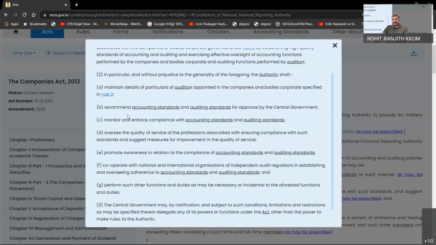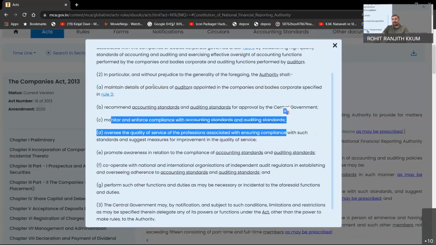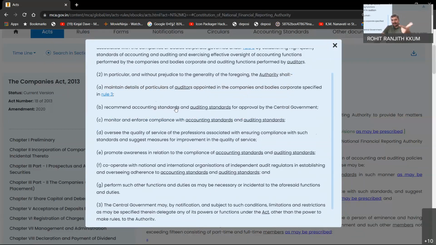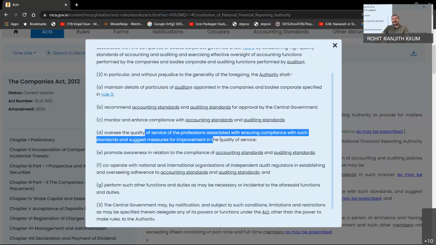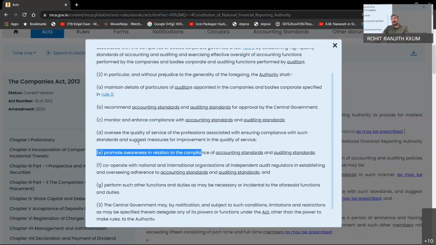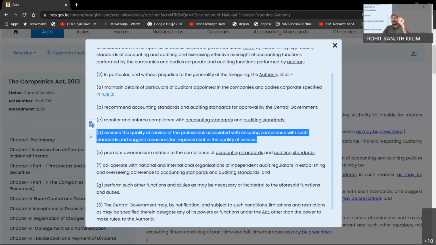Recommend accounting standards and auditing standards. Monitor and enforce compliance with the accounting standards. So basically, watch on the auditor, prepare accounting and auditing standards, look at whether they are properly complied with or not. Oversee the quality of service of the professionals. This is very important.